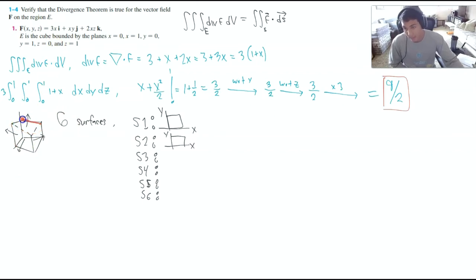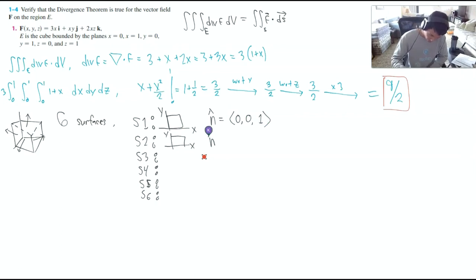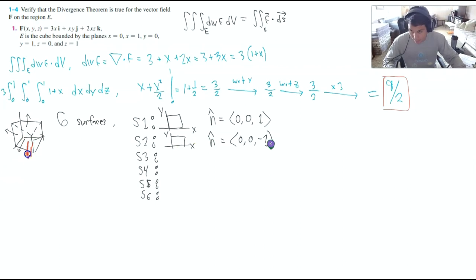what does this mean? Well, where can the force go through? It can only go up. So there's no 3x and there's no xy. If you had to draw the force vector, it's coming around, it's in the z. So the normal vector is 0, 0, 1. And then in this case, the normal vector is 0, 0, negative 1, because it's pointing down.